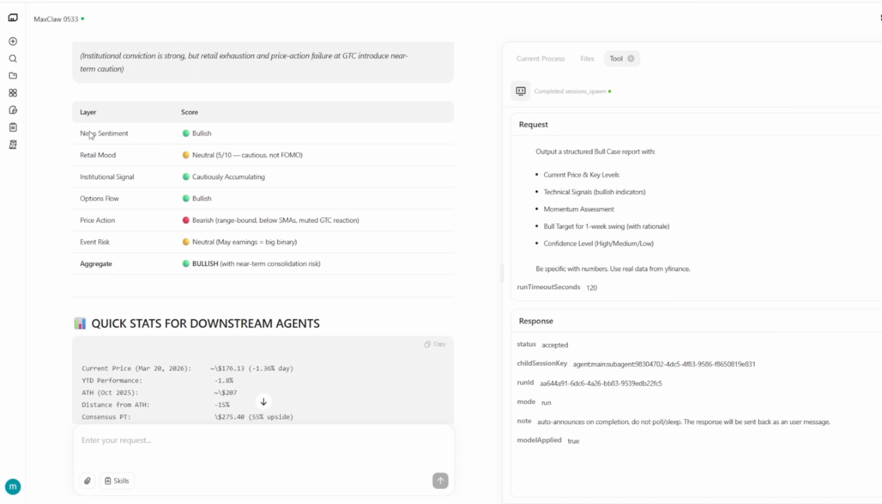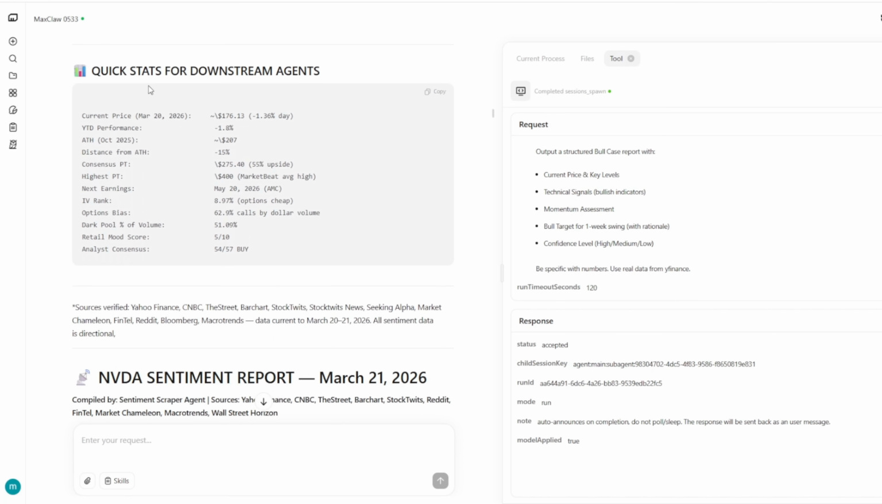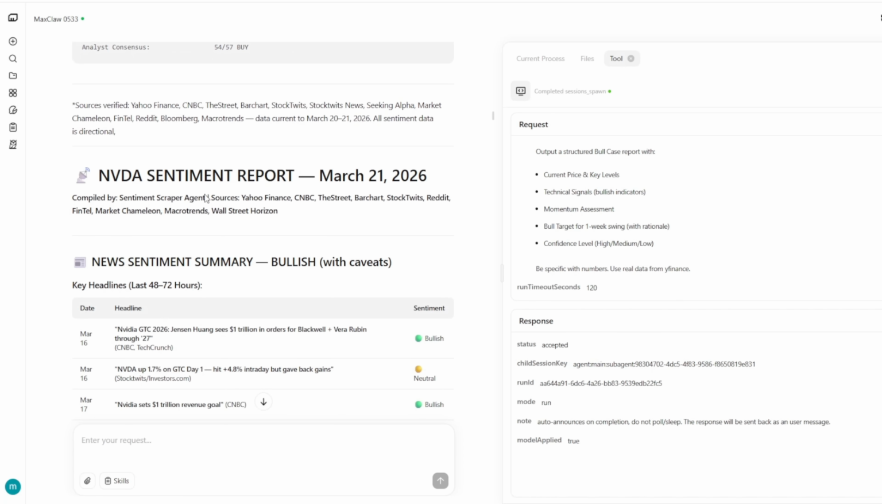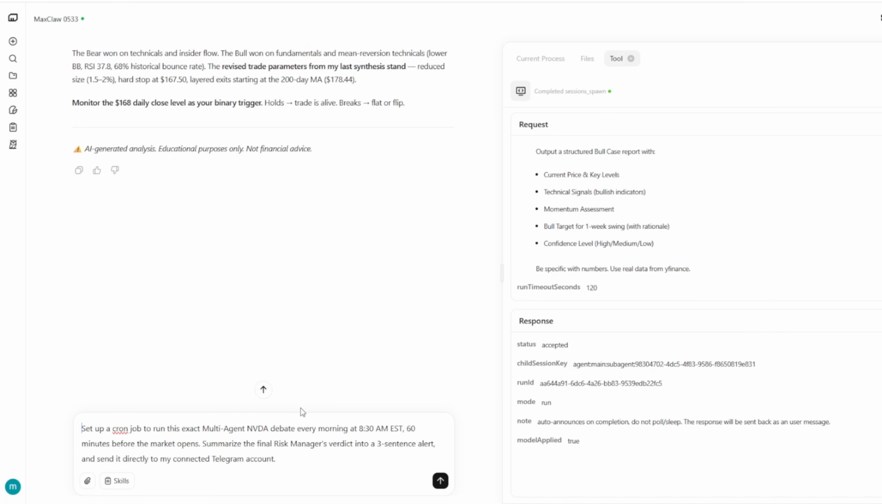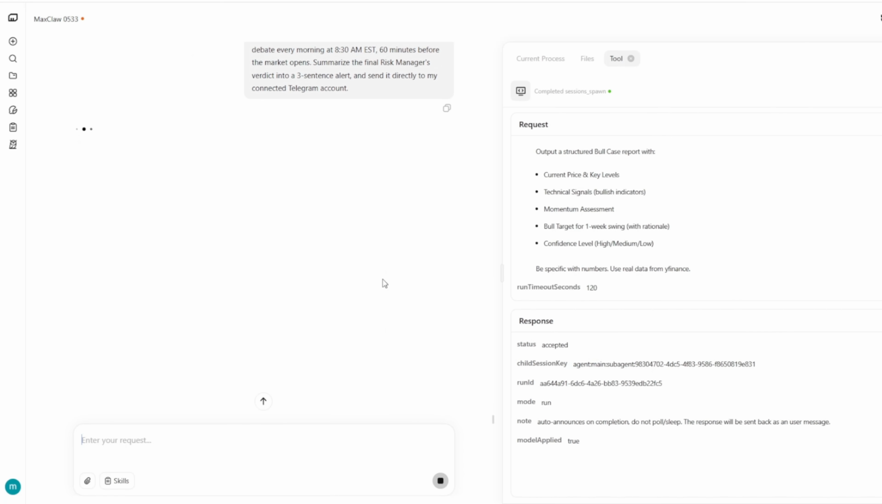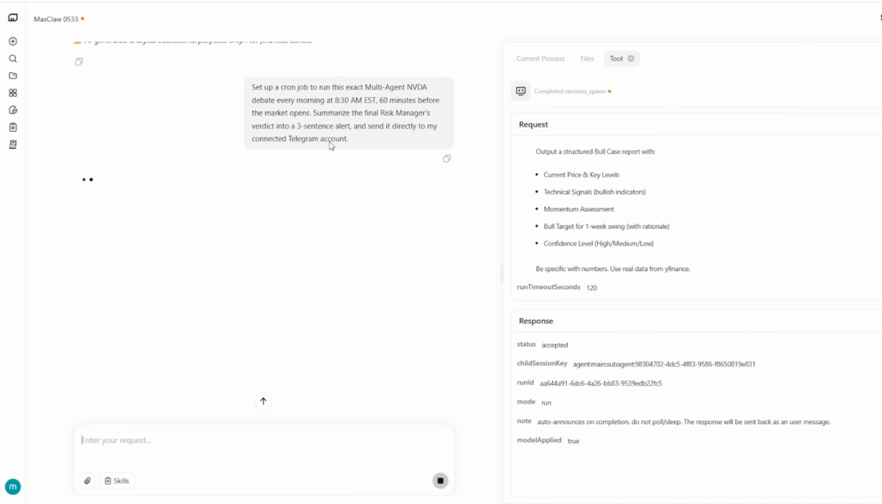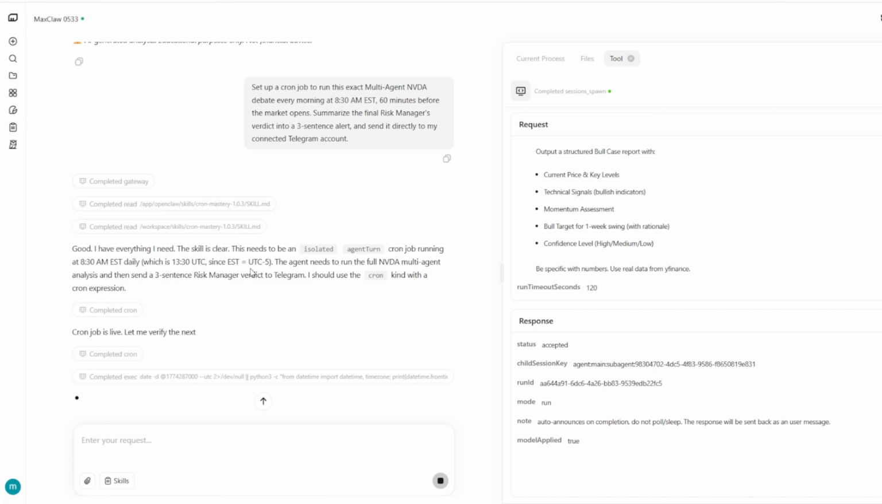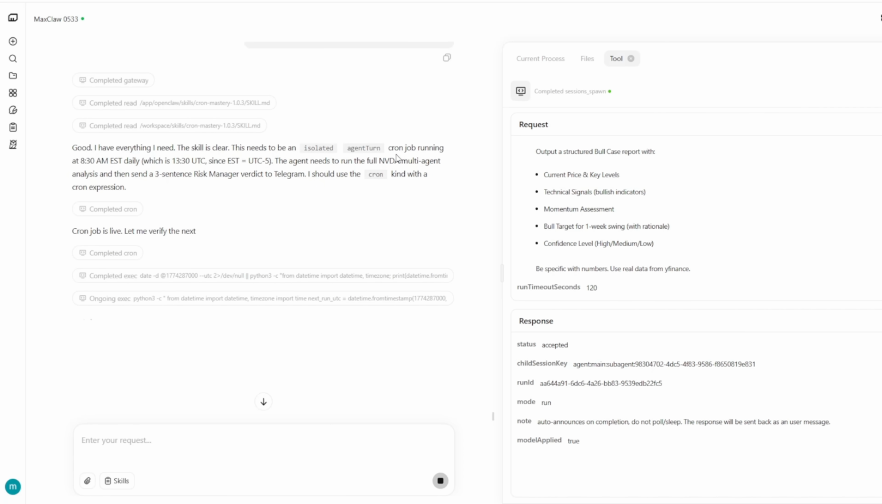MaxClaw begins programming the server schedule. It hits a minor snag with the UTC to EST time zone conversion, but again, its autonomous logic kicks in. It self-corrects the math, verifies the exact cron expression, and locks the job in. It confirms NVDA daily pre-market cron, active. It even shows us exactly what the daily automated Telegram ping will look like. We just built an automated multi-agent financial research firm that will text me highly synthesized market intel every single morning forever. What you just witnessed is the absolute bleeding edge of the AI revolution.